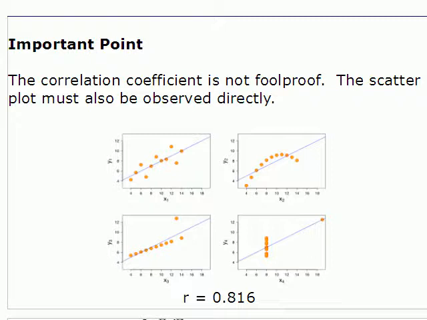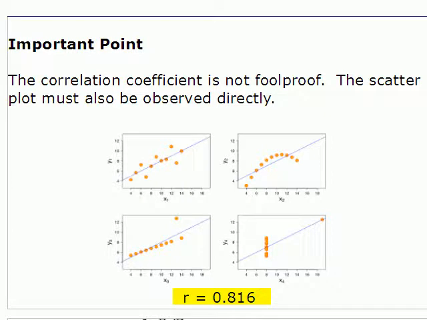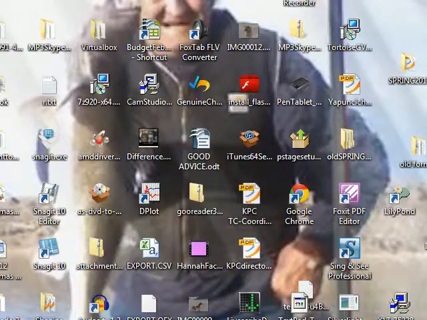But I want to show you here a classic result that someone put together in the past. It shows 4 data sets that have the same correlation coefficient, and this correlation coefficient is 0.816, which is pretty close to 1. This is a good linear correlation. But look at the data points.